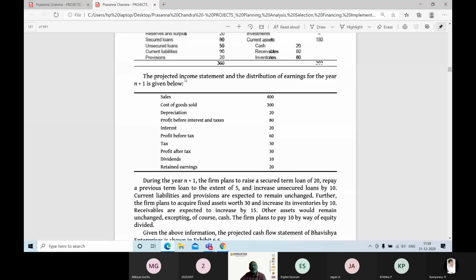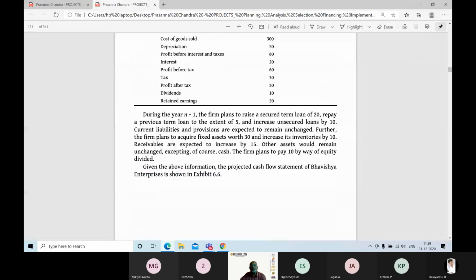So the project income statement and distribution of earnings for the year n plus 1 is given. So n plus 1 is the next year. The sales, cost of goods sold, depreciation, profit before interest and tax, interest, profit before tax, tax, profit after tax, dividends, retained earnings. These are what it will calculate. So in the n plus 1 year, there is a plan to raise a secured loan of 20, or repay a previous term loan to the extent of 5, and an increase in unsecured loan by 10.